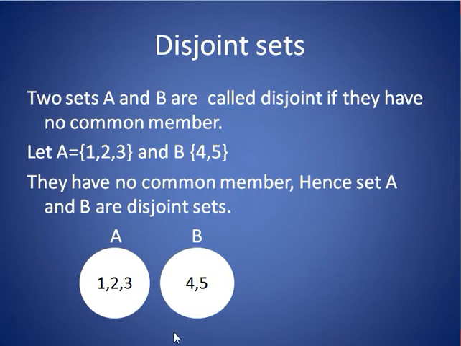How can we show disjoint sets through a Venn diagram? You can see two separate circles here. The first circle represents set A and the second circle represents set B. Set A has elements 1, 2, 3, and set B has elements 4 and 5. So these two separate circles show two disjoint sets, A and B.